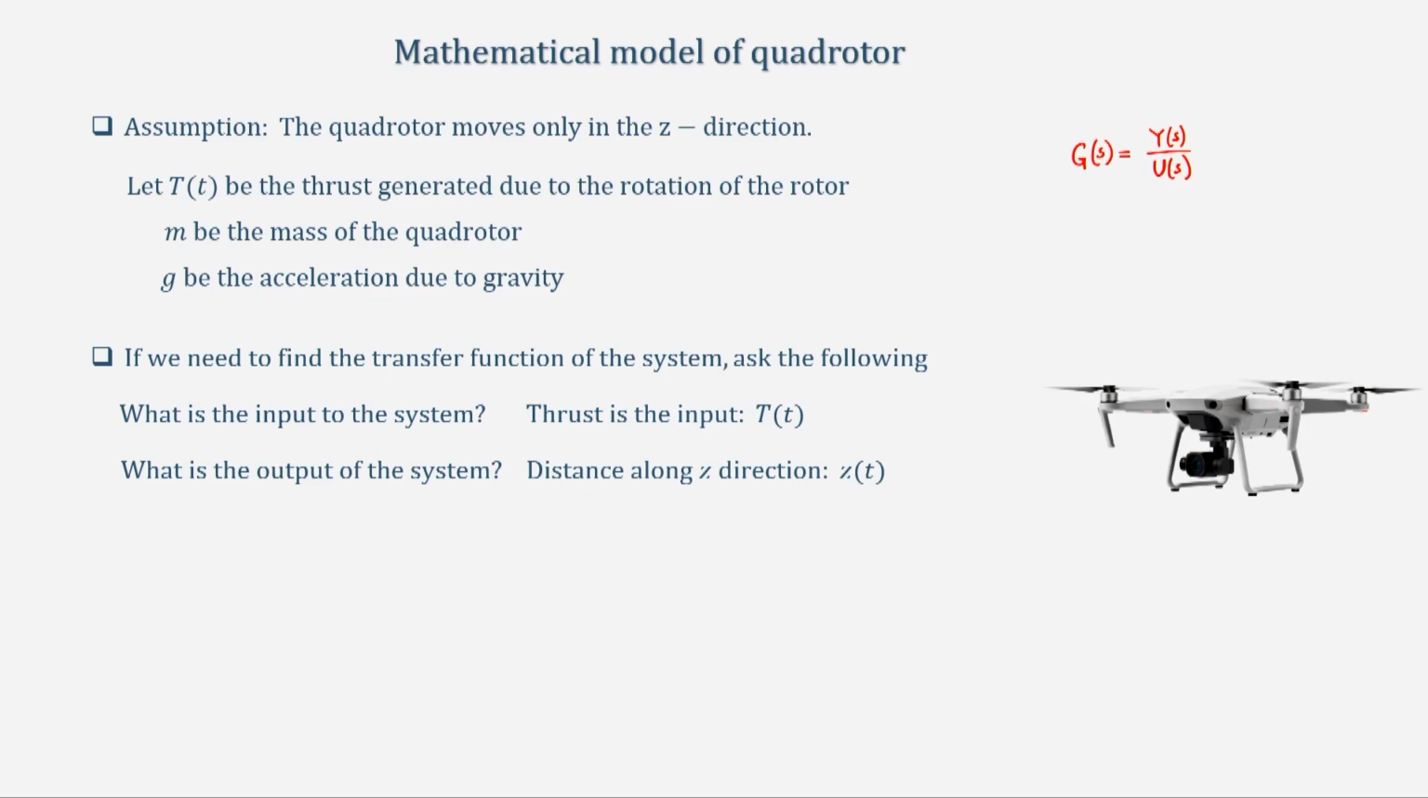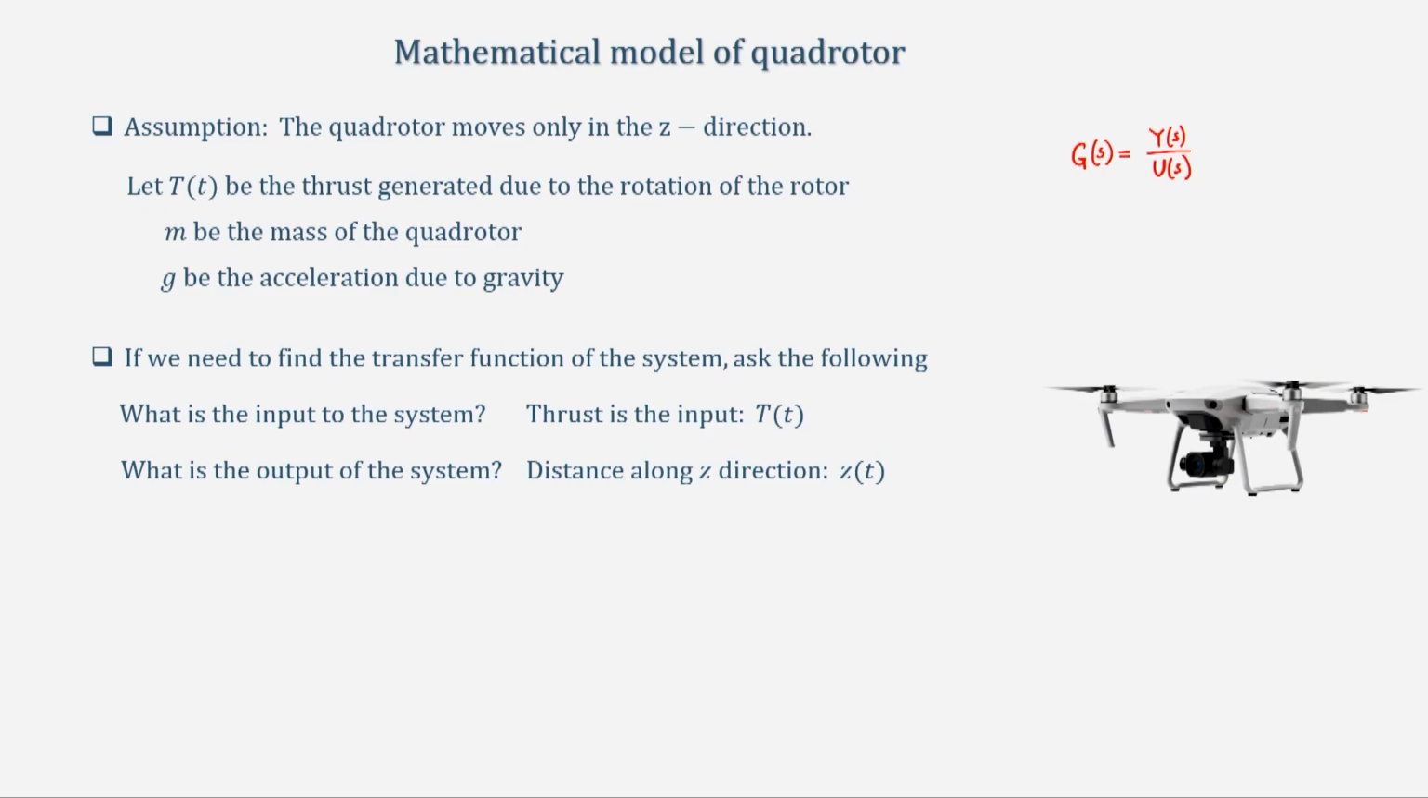Why? Because when I change thrust, the quadrotor changes its position along the z direction. So I consider that thrust is the input. If I change thrust, the position of the quadrotor along the z direction changes. What is the output? Output is position along the z direction, and we call that z(t). So how much it has changed is denoted by z(t). So then what is the differential equation that is governing this system? And it is simple physics.